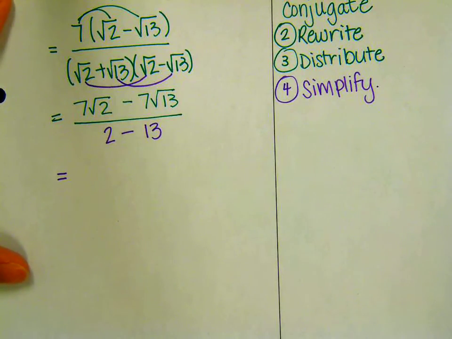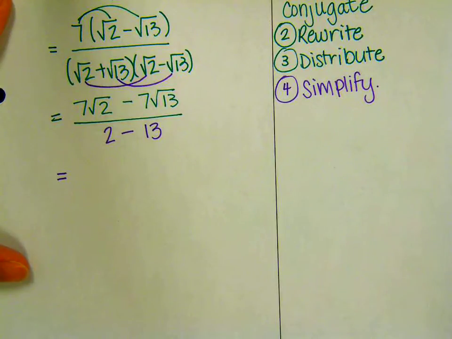So 7 root 2 minus 7 root 13. Can I subtract the things? What'd you say, Will? No. No, why? No, because you cannot do the mathematics required by the rules of rationalizing.